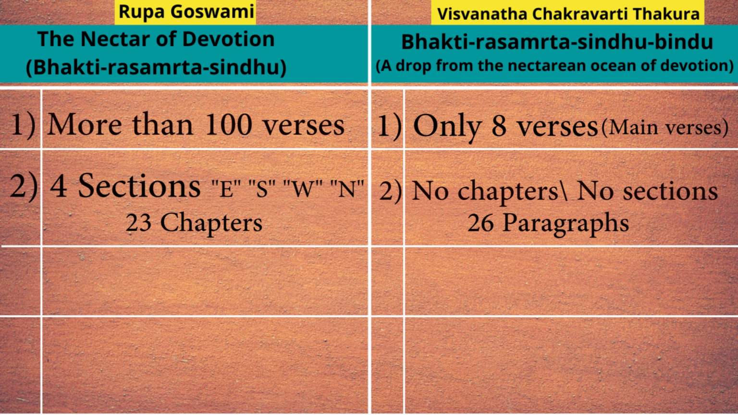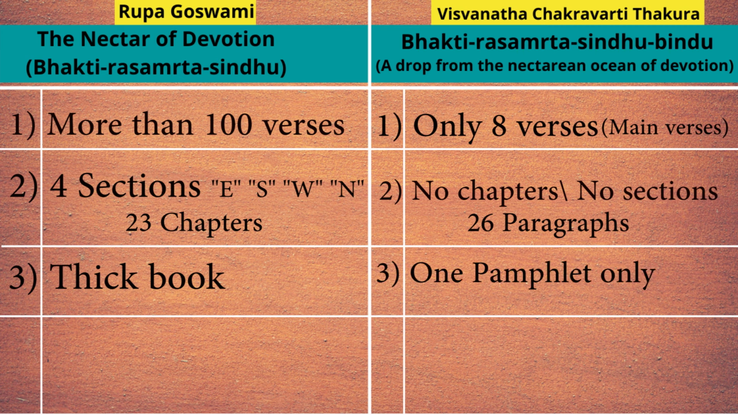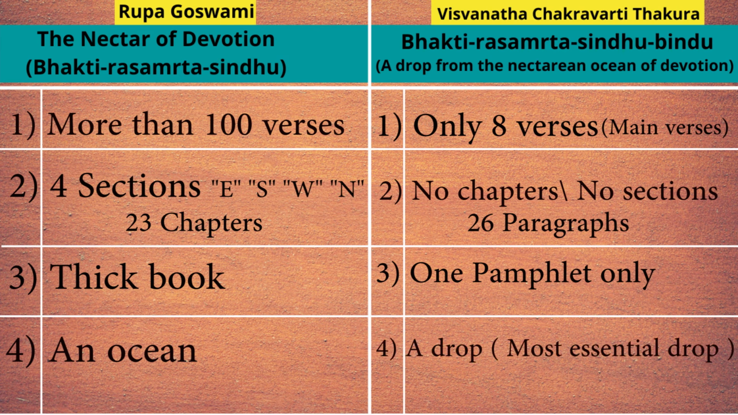Rupa Goswami's Bhakti Rasamrita Sindhu is a thick book, thick like this. Depending on editions, it is printed in Bengali, Hindi, English, but it is this thick. But Vishwanath Chakravarti Thakur's Bhakti Rasamrita Sindhu Bindu, the entire book can be published in one pamphlet. You can just distribute a pamphlet and say this is Bhakti Rasamrita Sindhu Bindu. This is how concise it is, and it carries all the sense. The whole idea is that Bhakti Rasamrita Sindhu is an ocean and this is a drop, but it carries all the essence. In an ocean there are so many drops, but Vishwanath Thakur chose the most essential drop, a drop which can give an idea of the whole ocean.